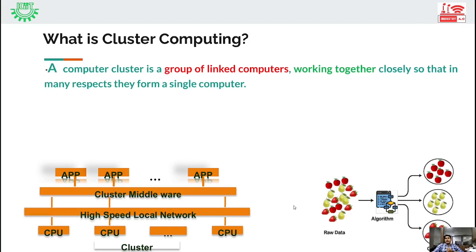So this is an example of an implementation of a cluster. As you can see, multiple CPUs are there. They are all connected through a high speed local area network. Then there is a middleware layer on top of which you can run the applications.